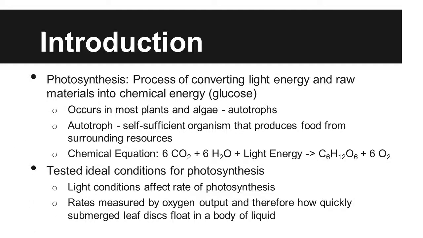Photosynthesis is a biological process for converting raw materials using light energy into chemical energy in the form of glucose. This mostly occurs in plants and algae, which are types of autotrophs, and autotrophs are organisms that produce their food without the need of living organisms, and this is a chemical equation of photosynthesis.